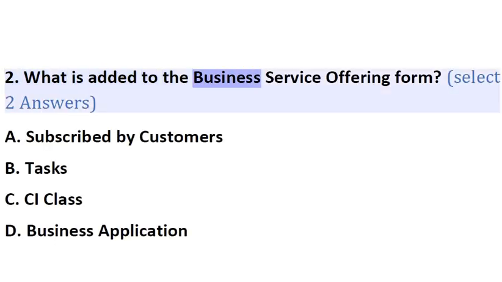2. What is added to the business service offering form? Select 2 answers. A. Subscribed by customers. B. Tasks. C. CI class. D. Business application. Answer: A and B.